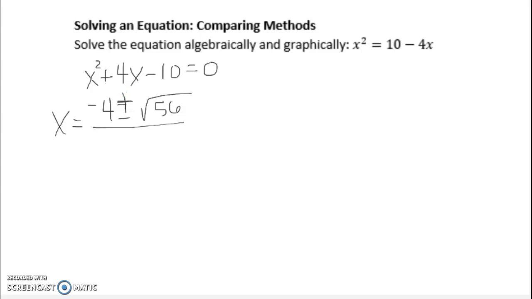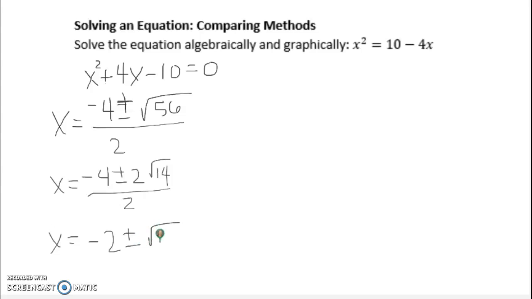Your denominator is all over 2a, so 2 times 1 is just 2. This simplifies to give me negative 4 plus or minus 2 radical 14 over 2, and then my fraction even simplifies further to give me negative 2 plus or minus radical 14. Now this is my exact answer and would be my most preferred answer. In order to compare it to what I get graphically, I do need the decimal approximations, so I'm going to go ahead and write those down as well.